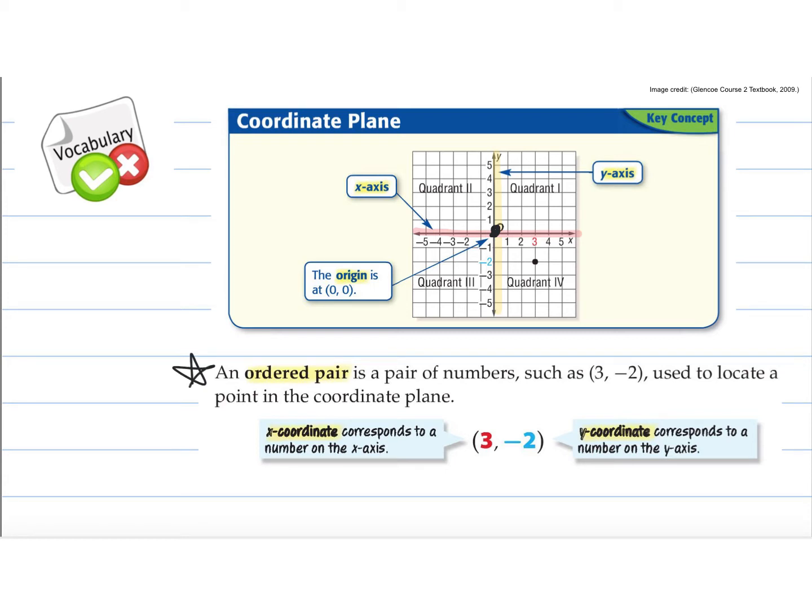In an ordered pair, this is what we will see when we are plotting points. An example of this is (3, -2), and it's used to locate a point in the coordinate plane. The first number is the x-coordinate, and it corresponds to the number on the x-axis. So we would go over 1, 2, 3 spots to the right. And the second number, the -2, that's the y-coordinate, and that corresponds to the number on the y-axis. So -2 here on the y-axis, and we find where they meet, and we plot our points. We'll learn more about that in the video here.